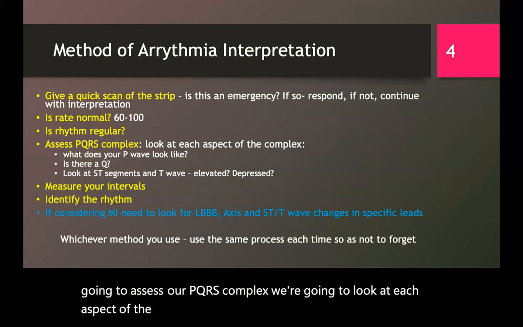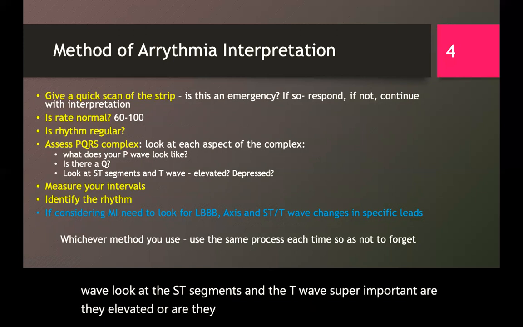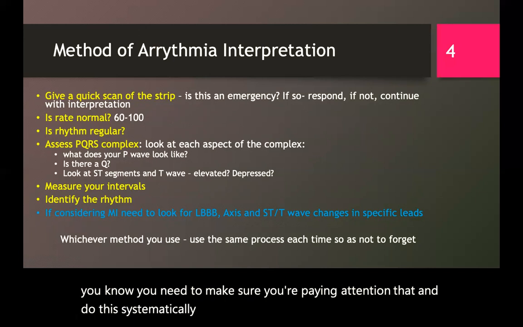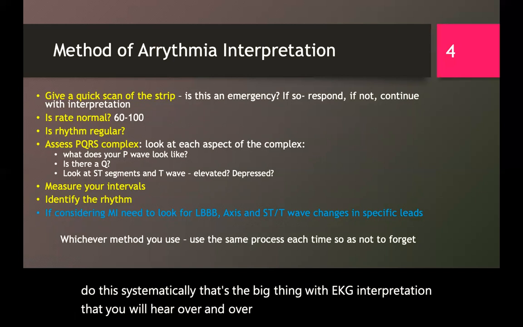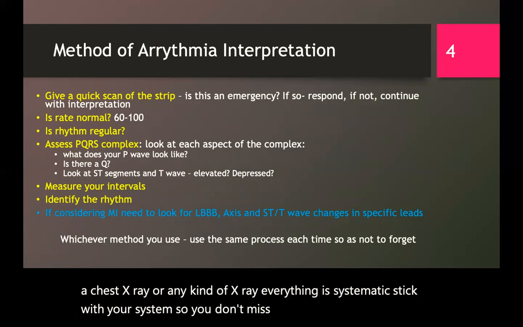What does your P wave look like? Is there a Q wave? Look at the ST segments and the T wave. Super important. Are they elevated or are they depressed? You need to make sure you're paying attention to that and do this systematically. That's the big thing with EKG interpretation that you will hear over and over again. Just like if you're looking at a chest x-ray or any kind of x-ray, everything is systematic. Stick with your system so you don't miss anything and you don't get overwhelmed.